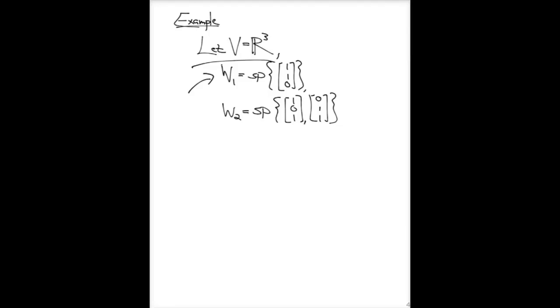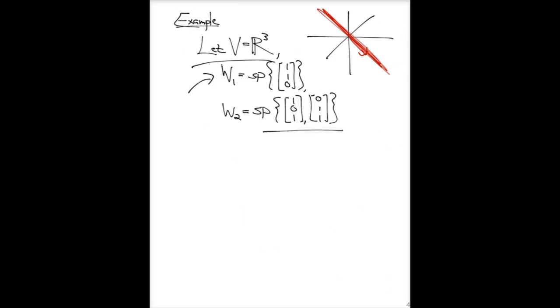W1 is the subspace spanned by the single vector (1, 1, 0). If you'd like to think of it this way, here's (1, 1, 0) in the xy plane, and so W1 is the one-dimensional line in the xy plane spanned by this vector. And W2 is the span of these two other vectors.